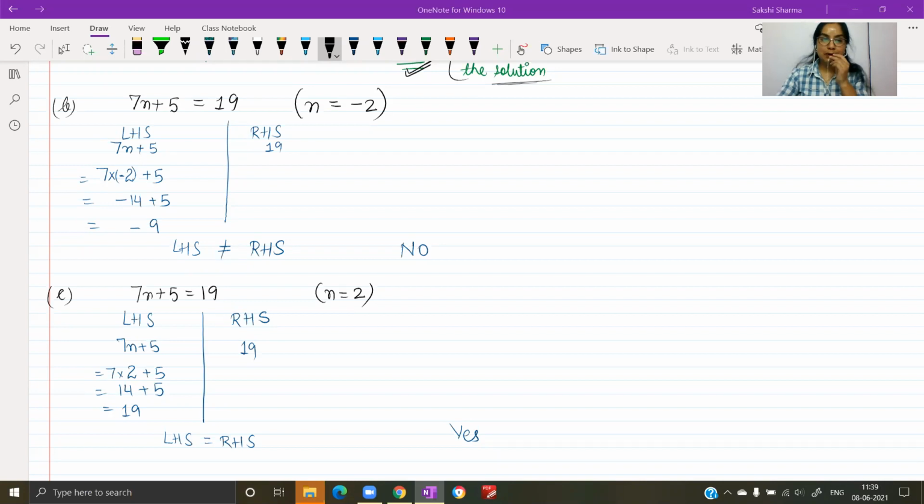Gunjan, beta, this is C part. This is not E part. I will check for E part. The answer is minus 19. It's minus 19. E is no. You get minus 19 on left hand side. On right hand side, it's 13. So the two sides are unequal. It will be a no. Rishit, beta, done till part B?